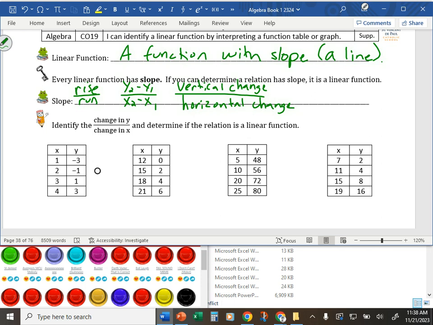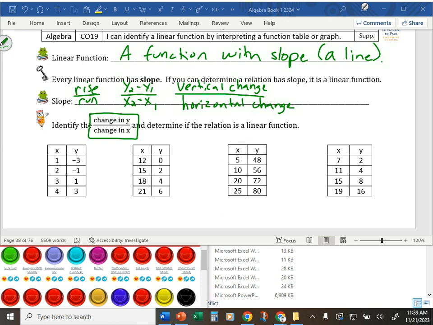Another way to write vertical change over horizontal change is change in y over change in x. And that is really what you're going to be looking for. Is the change in y over the change in x consistent? If it is, it's got slope, therefore a linear function. If it's not, it doesn't have slope, therefore not a linear function.